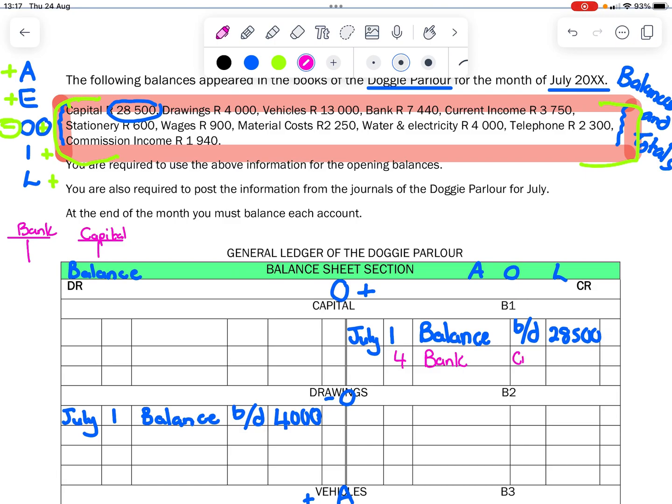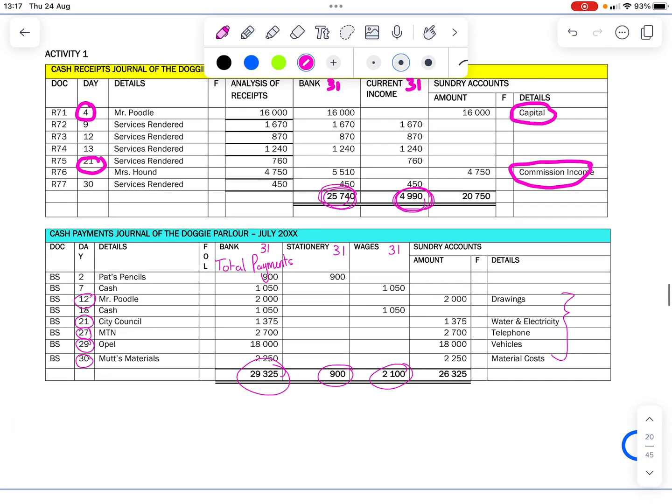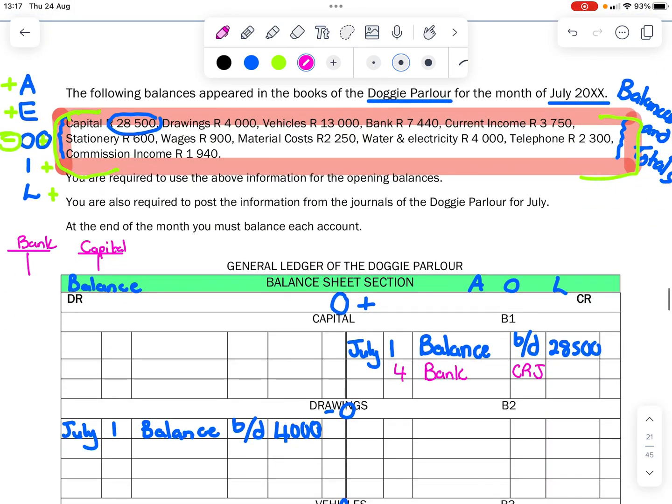We then get the folio column, which is where we get the information from, and we found our capital transaction in the CRJ, and the amount on the 4th was 16,000 Rand. So what we need to do is add in our 16,000 Rand. Now all we have to do is total up our columns so that we have a balance for the next month to start off our ledger account in August.